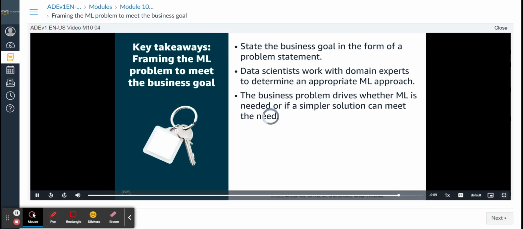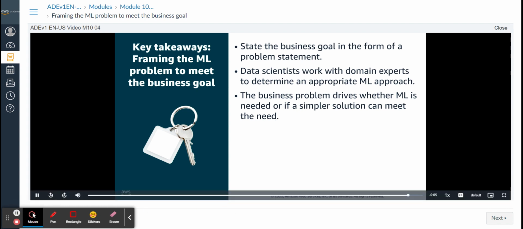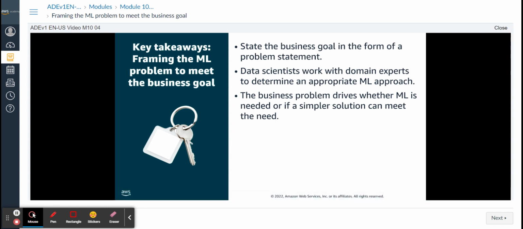ML is not always the correct approach. To rule out simpler approaches that might solve the requirement, rather than assuming that you need ML to predict an outcome.